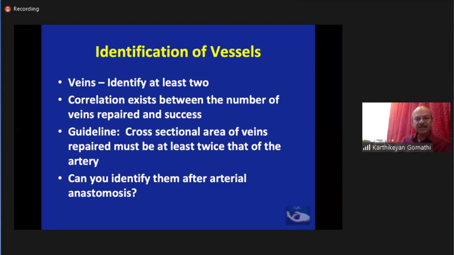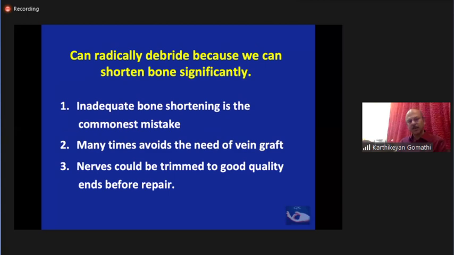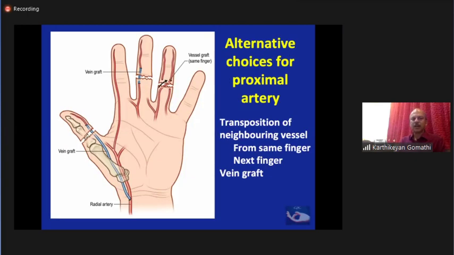And there is another reason why you should not release the artery first, because when you release the artery first, you're going to cause a thrombosis that can occur within the microvasculature of the amputated part. Now, we can radically debride because we can shorten the bone significantly, as I told you. Bone shortening is very important. If you do not shorten the bone adequately, it can be disastrous to the replanted hand or part. Many times it avoids the need for vein graft, and your nerve repair can also be good.